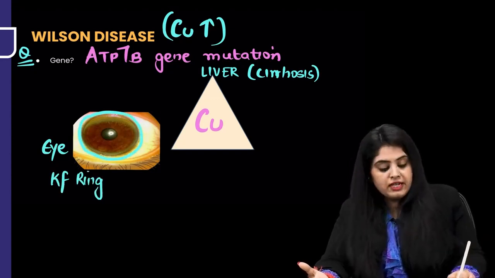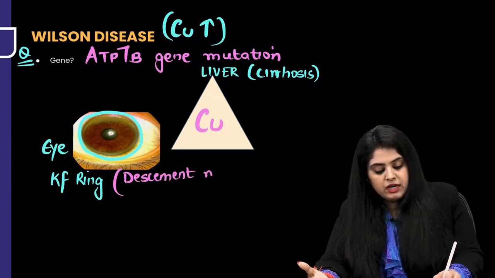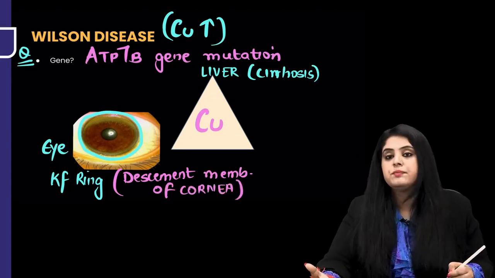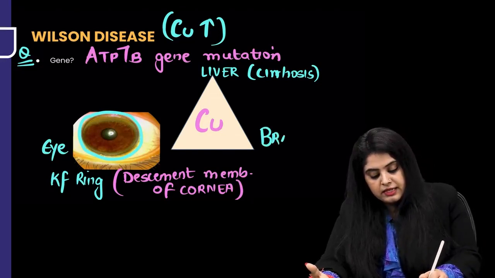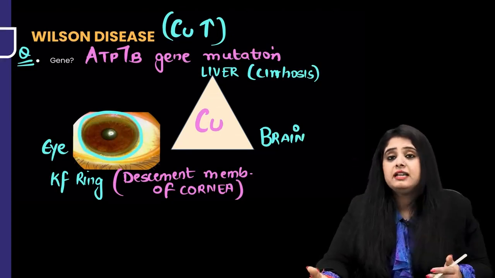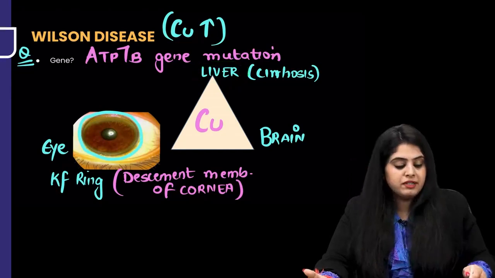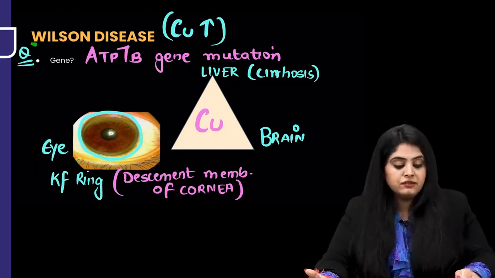The Kayser-Fleischer ring, guys, is in which layer of the cornea? It's in the Descemet membrane of the cornea. It's a very, very famous question in ophthalmology. And finally, this can also go and sit in the brain, in the basal ganglia, the putamen. So remember: the liver, of course, as the liver is our chapter, the KF ring in the eyes, and the brain can also be involved. That is Wilson's disease.